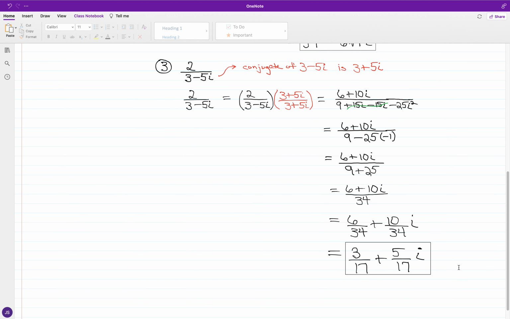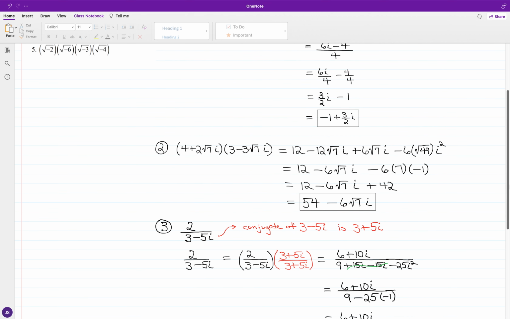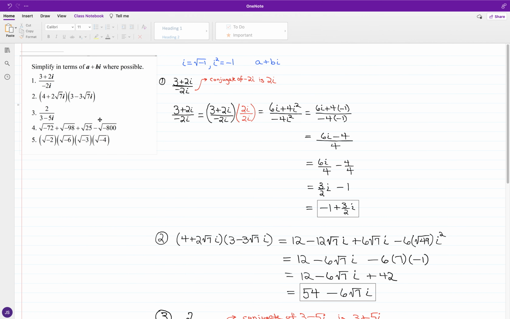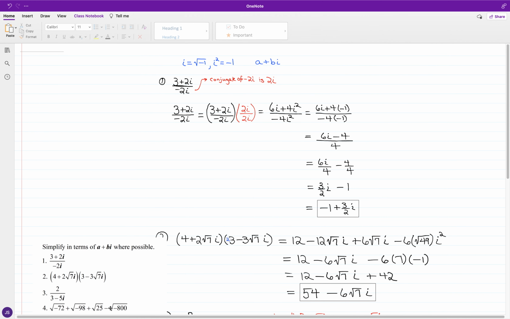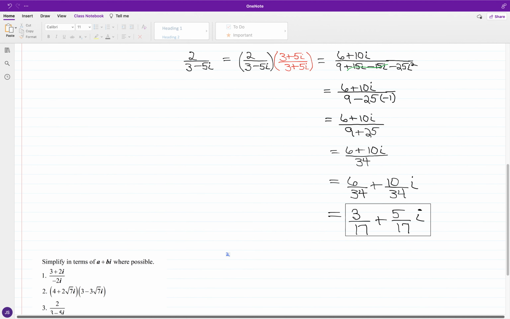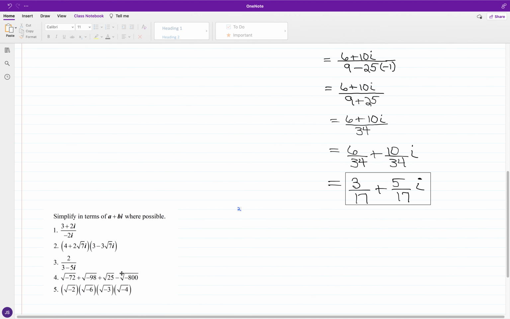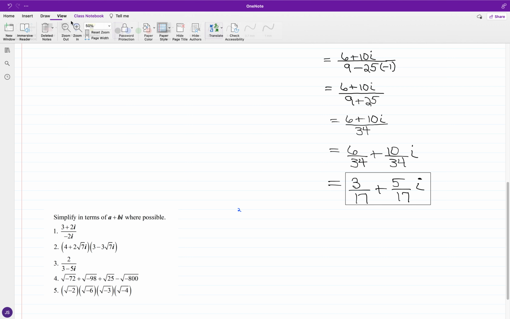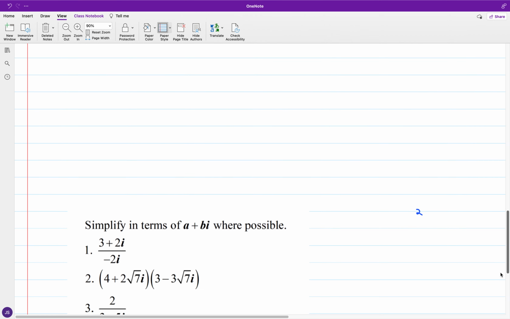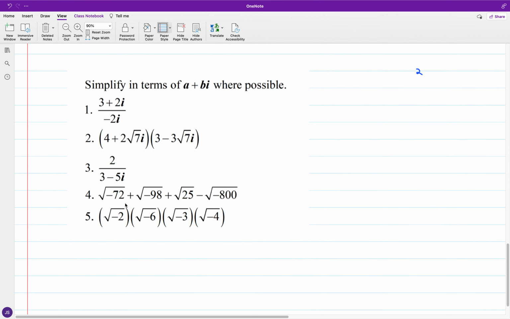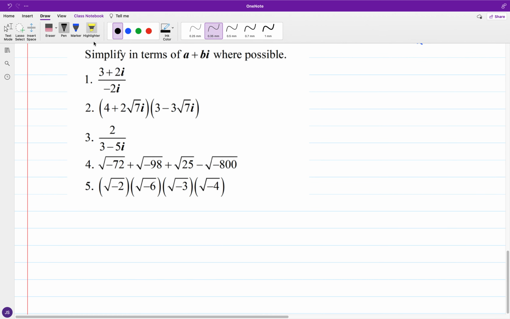Now, for the fourth item, we're looking at complex radical terms. In this particular array, I have the square root of negative 72 plus the square root of negative 98, plus the square root of 25, and minus the square root of negative 800.